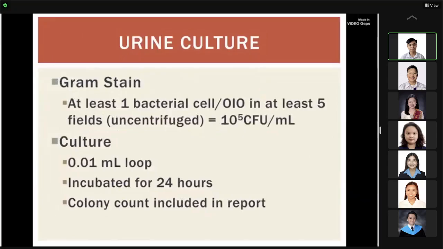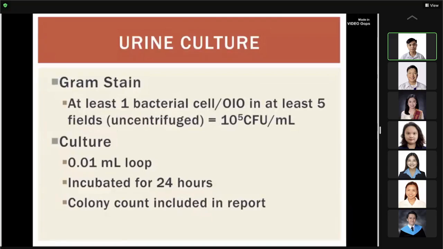In gram staining of urine, if there is at least one bacterial cell per oil immersion field in at least 5 fields, looking at an uncentrifuged urine, then there is at least 10 to the fifth colony forming units. Colony, it is important because we count the colony in urine culture. We report the colony count.